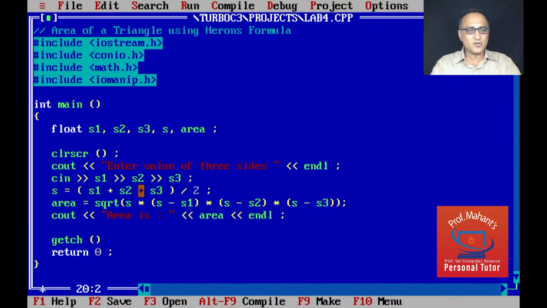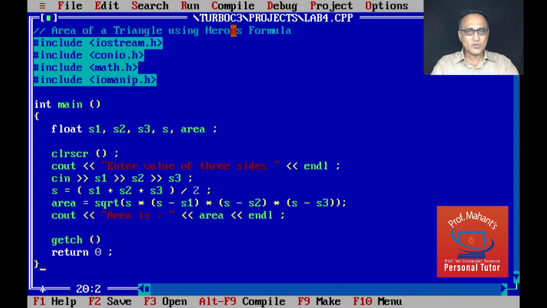So let's see, everything looks okay. I'm asking the user to enter the value of the three sides. He or she is going to enter the three sides. Then I'm calculating the value of the semi perimeter, which is S. Then I'm calculating the area using Heron's formula, which is S into S minus S1 into S minus S2 into S minus S3. So this should give me the area of a triangle. Then finally I'm going to print the area in this particular line.